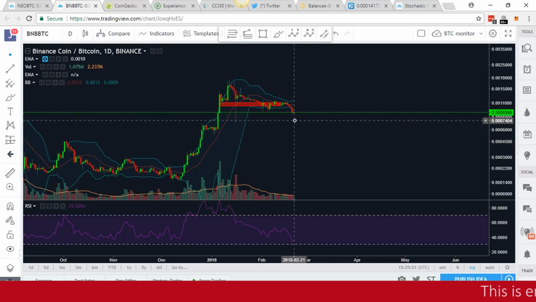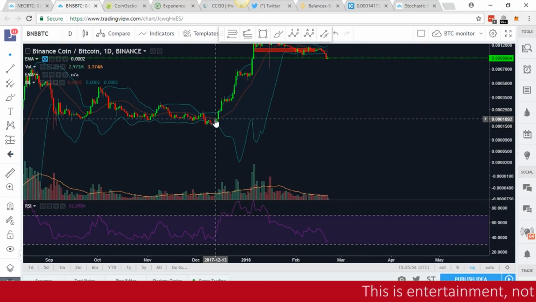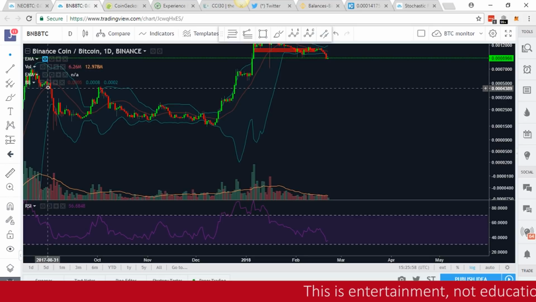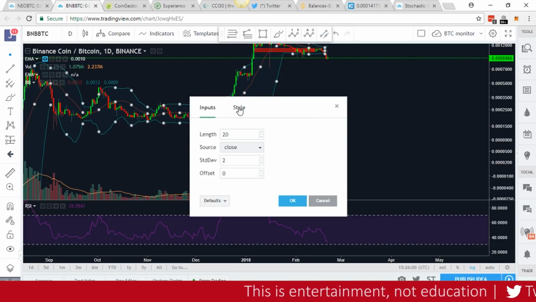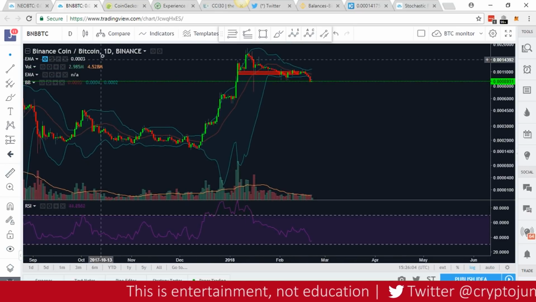Where's this 0.03 coming in? I don't see these numbers, right? I see an upper and a lower and a middle line. If I go into settings on my BBs, I'm not seeing any of this. What's he talking about? What's he doing? All right, here's how we get that.